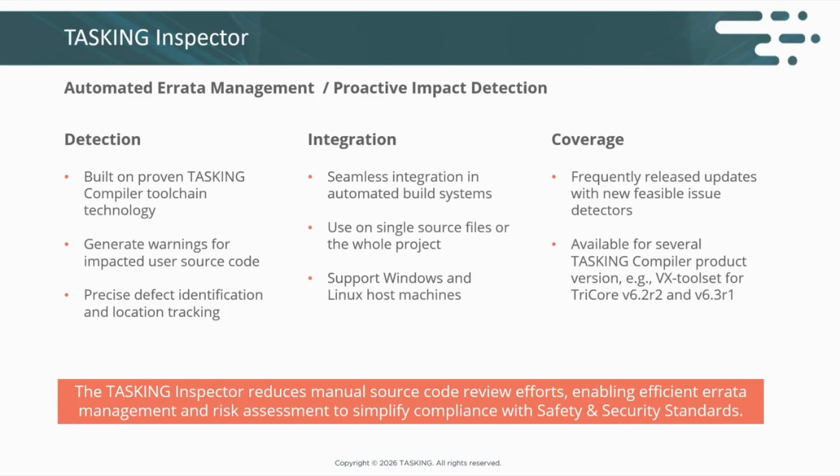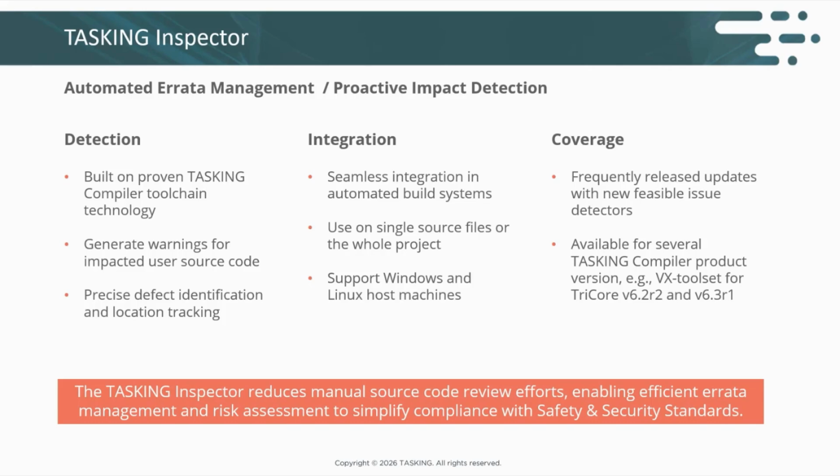Like you know it from the compiler toolchain, it's also possible to inspect only a single source file or a subset of your source files. Last but not least, the coverage of the inspector. On the one hand, the inspector is available for several tasking compiler toolset products, like the VX toolset for Tricore, which is used for Infineon AURIX TC2 and TC3 projects.